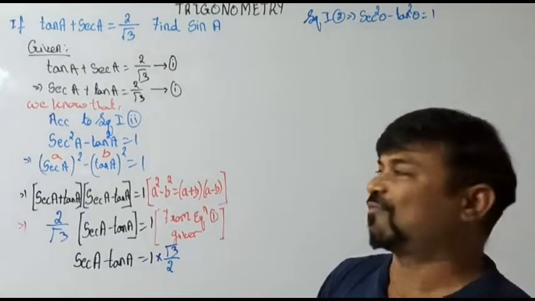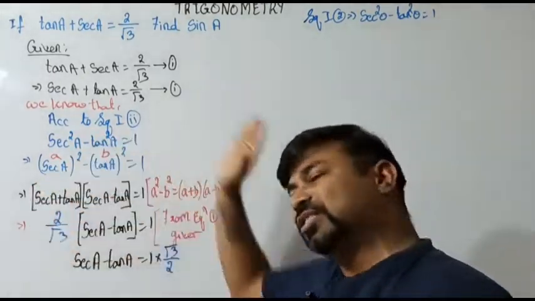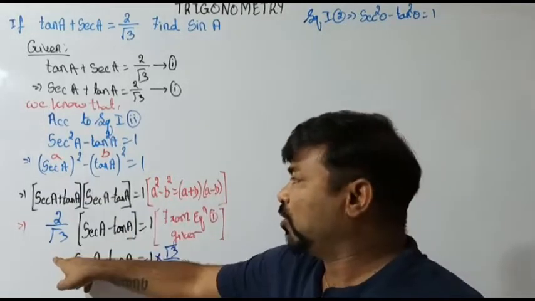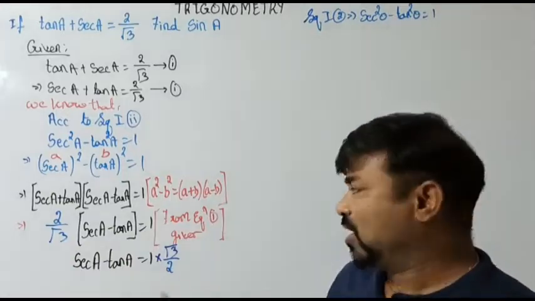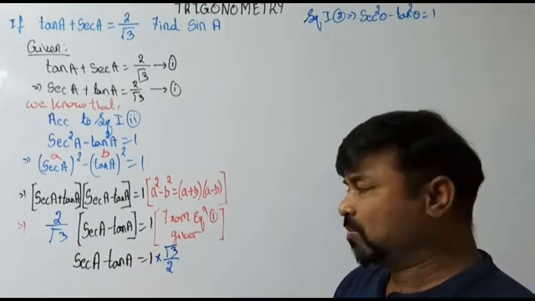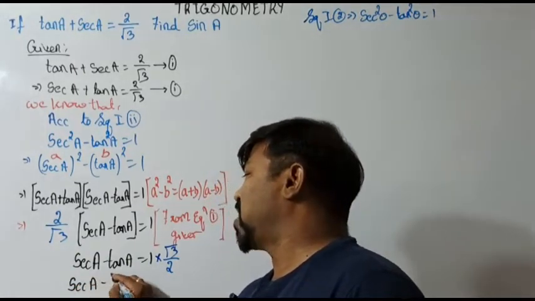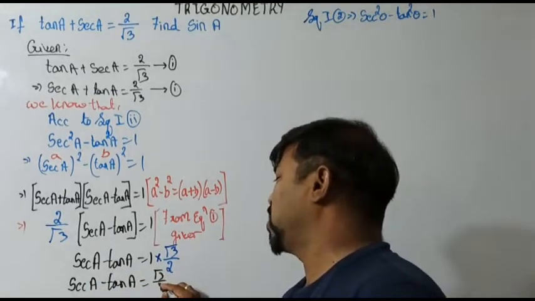That's the cool stuff. So what I have done: secant theta minus tan theta, 2 by root 3, if it is transferred to the other side, it reciprocates itself. 2 by root 3 came to this side and became root 3 by 2. Now we can straight away multiply top to top and bottom to bottom. If you check, it's nothing but secant A minus tan A equals root 3 by 2.